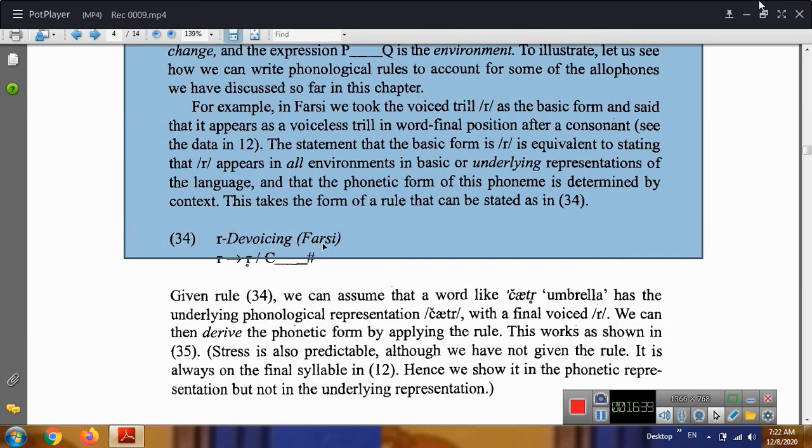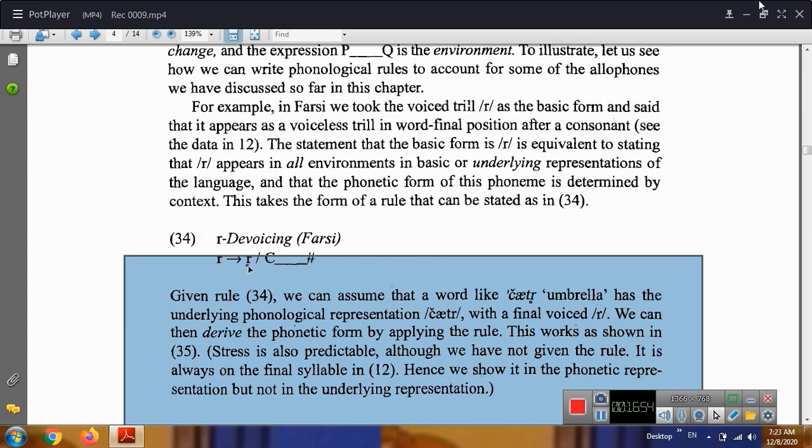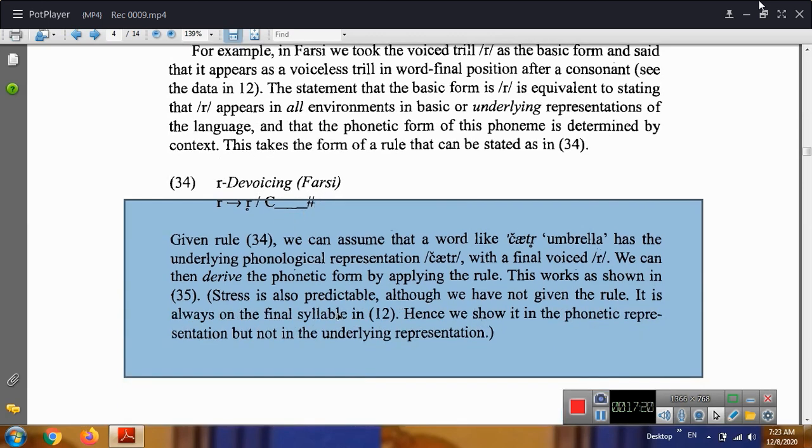Here the name of this rule is re devoicing in Farsi, in which in input or underlying representation we have a re, which is trill re, and it is voiced, and it becomes voiceless. This diacritic under each sound shows the devoiced sound. Here we have the devoiced form of the trill re in this position after the consonant and at the end of the word, like chat. It comes after the consonant and at the end of the word.